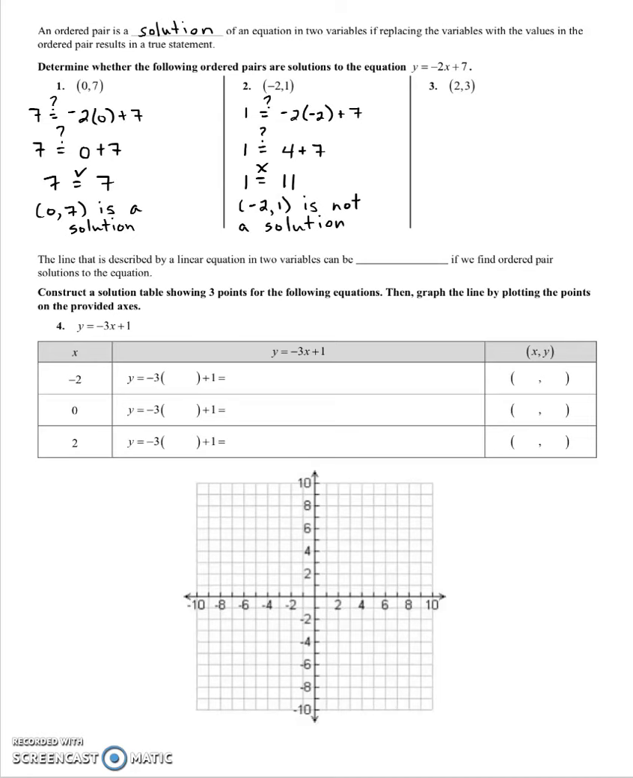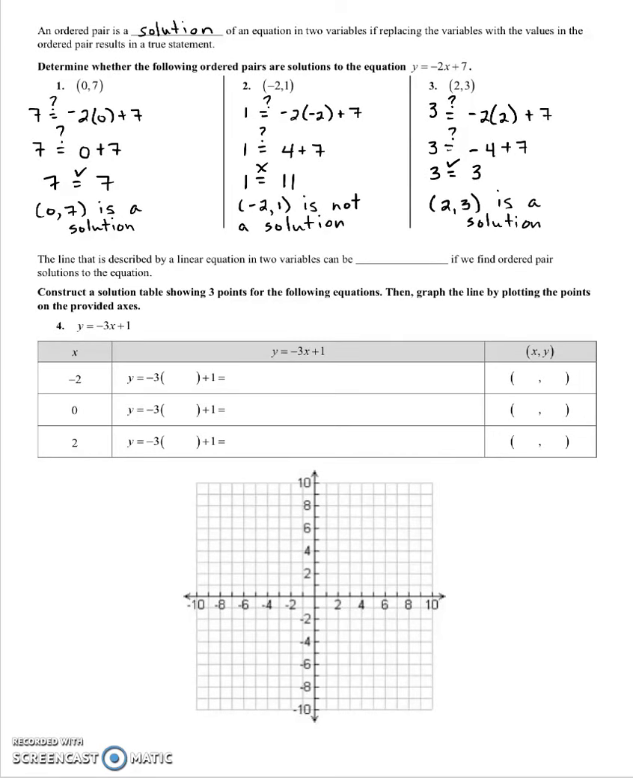Okay, on number 3, we have 3, and we need to know if that equals negative 2 times 2 plus 7. So negative 2 times 2 is a negative 4 plus 7. So we end up with 3 equals 3, which is true. So 2, 3 is also a solution to that equation.